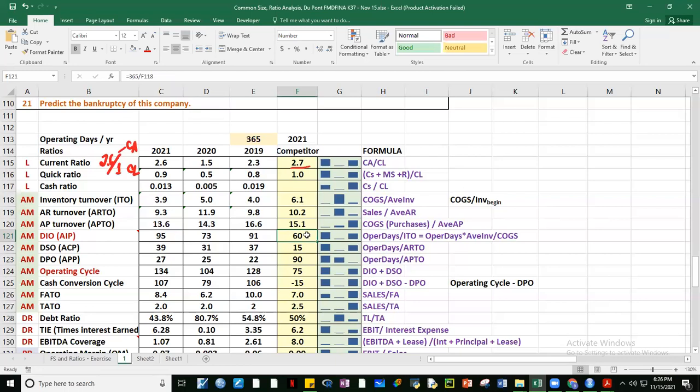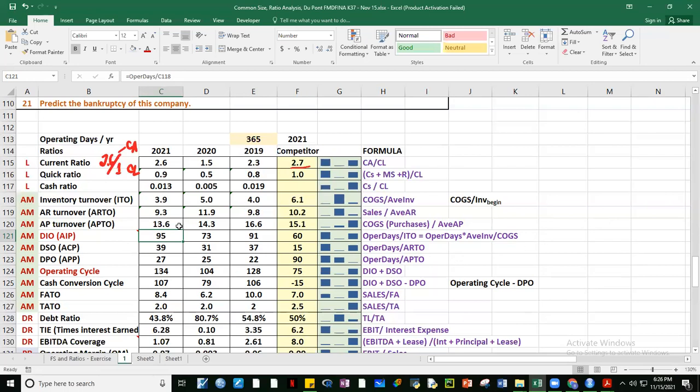6.1 times, which converts into 60 days. So after 60 days sila nakabenta na, tayo hindi pa tapos, siguro ginagawa pa rin natin yung finished goods. It takes us 95 days to sell our goods. Okay, from buying raw materials to converting to finished goods and then selling.